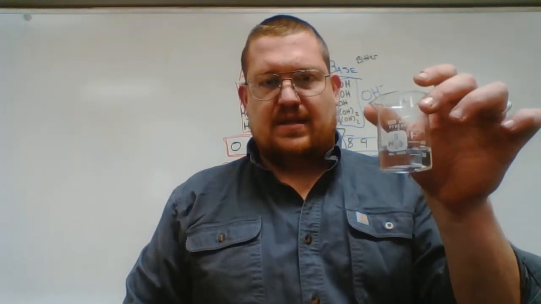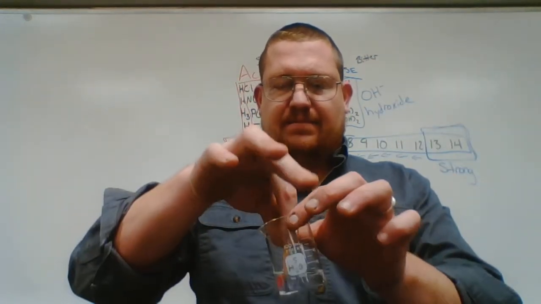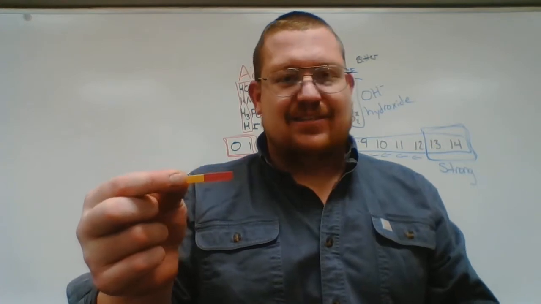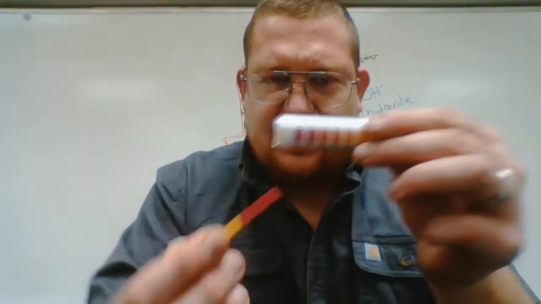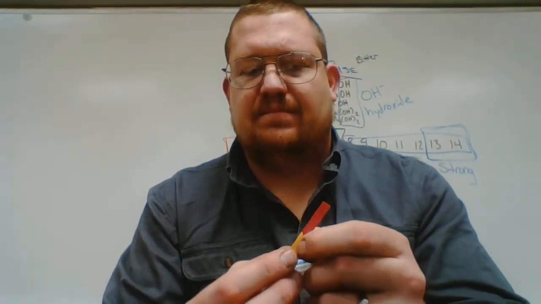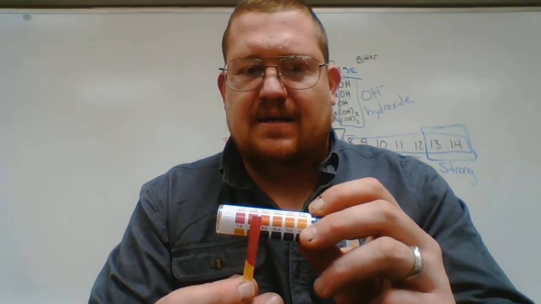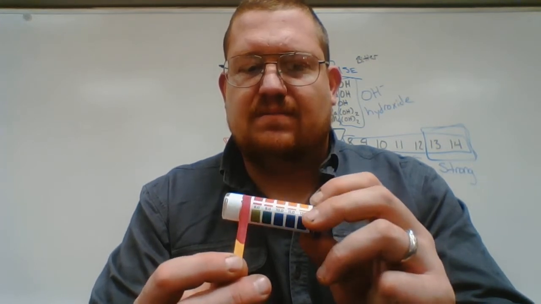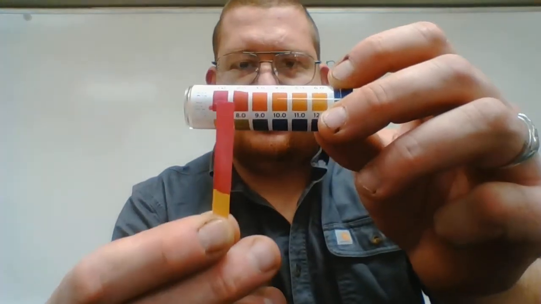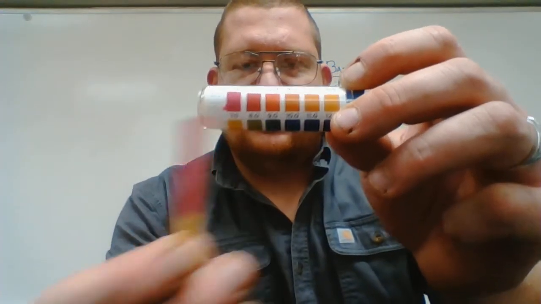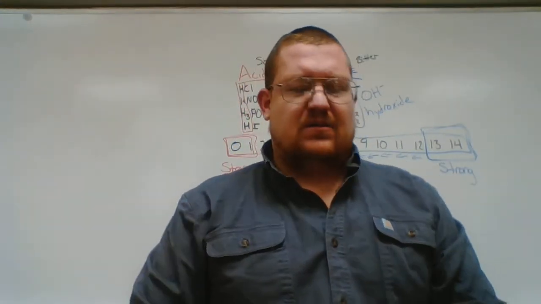So if we start with our strong acid, hydrochloric acid, I dipped this in there. You bet, it turned red. Acid will never let you down being red. So I will compare this to my key. This falls in right there. See how that color matches? This has a pH of 1. This is a very strong acid, right?